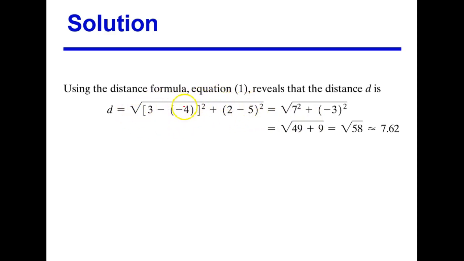Always make sure that when we have negative point values, those go in parentheses, and then we can simplify from there. So 3 minus a negative 4 is 7, and 2 minus 5 is negative 3. I square both of those values, add them together, and find the square root. The distance between those two points is either the square root of 58 or approximately 7.62. Sometimes you will be asked for the exact distance, which is what you'll give here. If it says approximate, that's what we will do right here. Either one, depending on what you are asked.